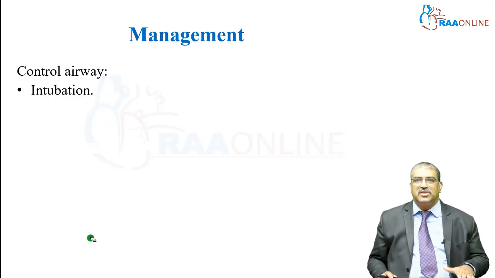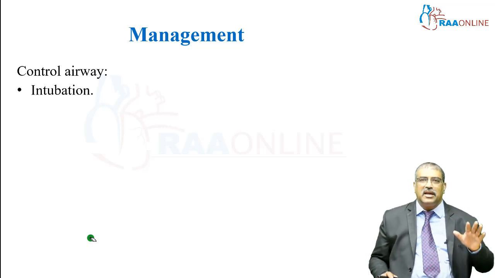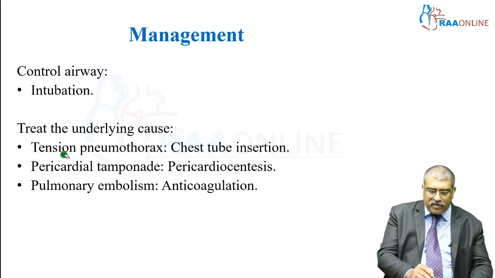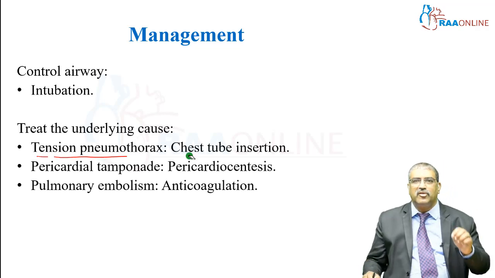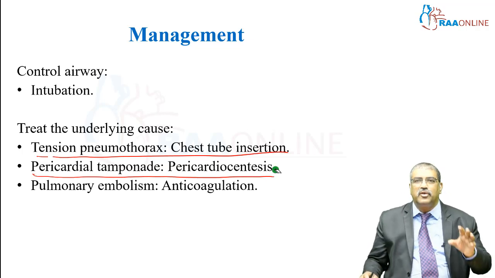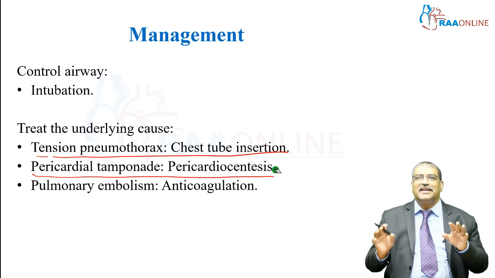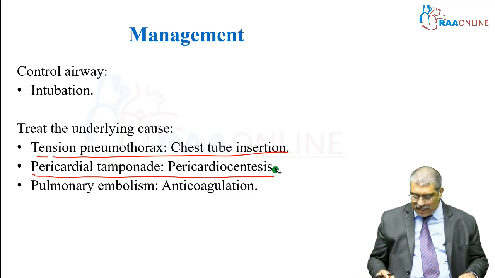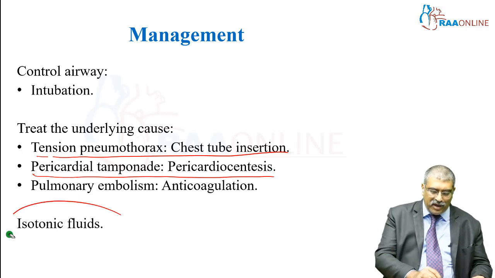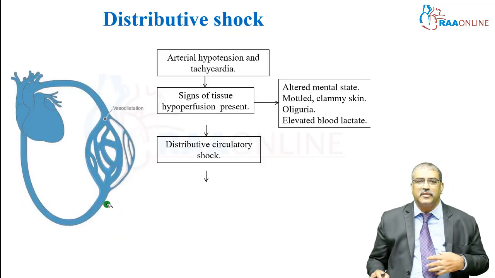Now, coming to the management. The first and foremost is you have to take care of the airway. You have to intubate the patient as soon as possible and you have to treat the underlying cause. If it is a tension pneumothorax, you have to go for a chest tube insertion. Pericardial tamponade, you have to do a pericardiocentesis, and in case of pulmonary embolism, you have to anticoagulate the patient. And don't forget the fluid resuscitation.